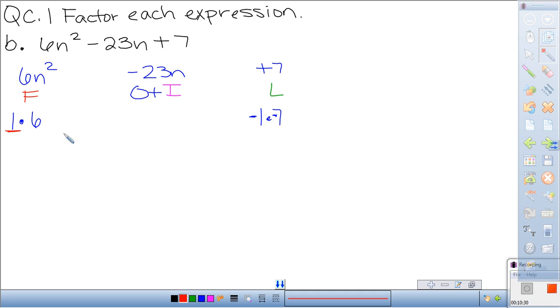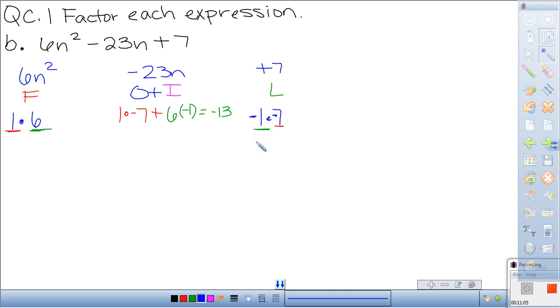So I have my first term times, I'm doing the outer column now, so I have outside and outside. So I have 1 times negative 7 plus, then I'll do inner and inner. So I have 6 times negative 1. And then remember, you just need to work this out and see if you can get negative 23. So I have 1 times negative 7, that's negative 7. 6 times negative 1, negative 6 plus negative 7, negative 13, and that doesn't work. So let's try another 2 factors.